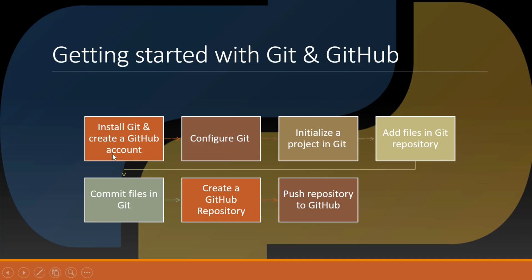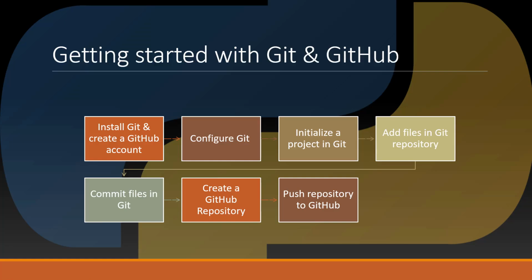First we'll discuss how we can install Git and how we can create a GitHub account. Then we will discuss some of the steps to configure Git. Then we will jump on to the next step and understand how we can initialize a project in Git. Then we will discuss how we can add files in our Git repository. After adding files, we will discuss the steps to commit files in Git. Then we will discuss a basic step of creating a GitHub repository. And in the end, we will discuss the basic steps to push a local repository to GitHub. So let's first discuss how we can install Git.